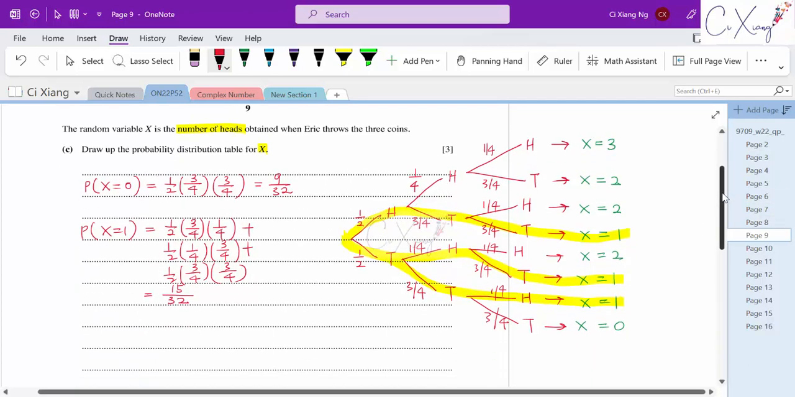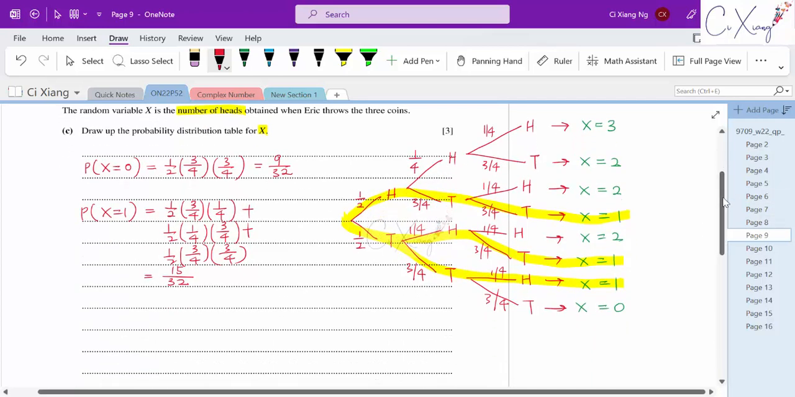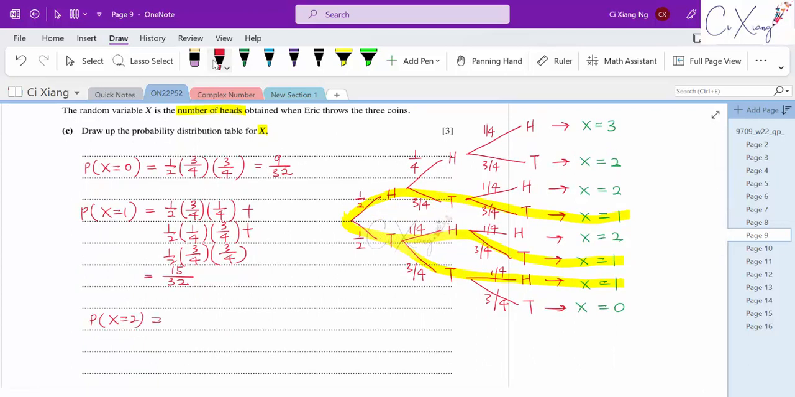Okay, then next one, x equals to 2, so you do the same thing. We'll do the same thing for x equals to 2. So we try to figure out what are the possible pathways that we have for x equals to 2. Okay, so I'm not going to highlight anymore. You can observe it from the tree diagram here. So for x equals to 2, I'm having all these outcomes.